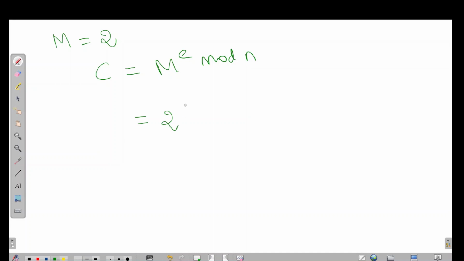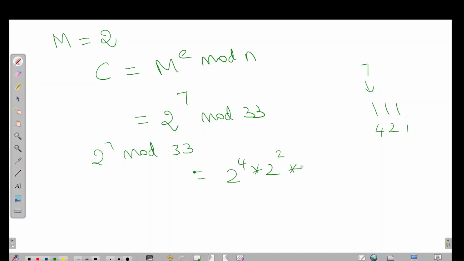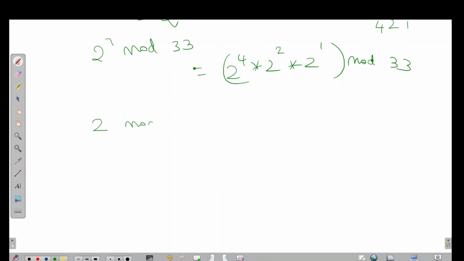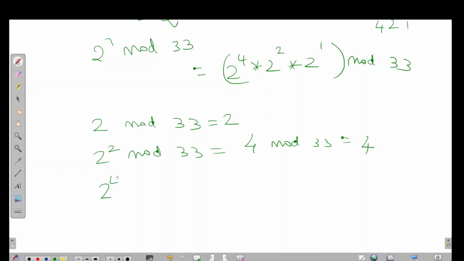So C can be given as 2 power 7 mod 33, with M equal to 2 and E equal to 7. We can use modular exponentiation to calculate this. We already discussed how to calculate 2 power 7 mod 33. We know that expanding 7 in binary we get 111, so powers 1, 2, 4. So I can write 2 power 4 into 2 power 2 into 2 power 1 mod 33. For knowing this modular exponentiation, you can watch my previous videos. First, 2 mod 33 is equal to 2. 2 square mod 33 is equal to 4. Next, 2 power 4 is 16, so 16 mod 33 is equal to 16.